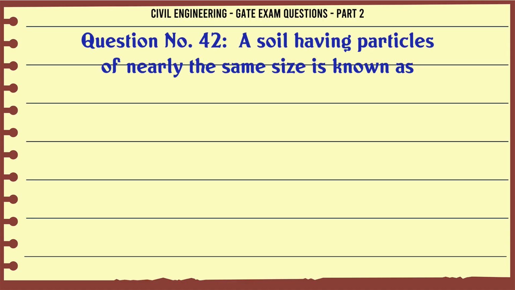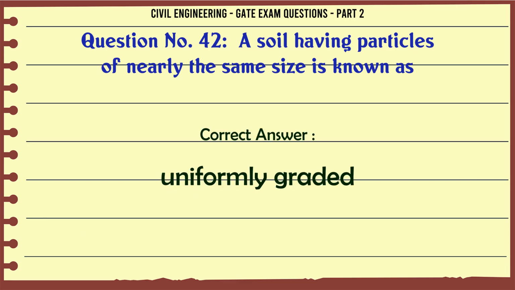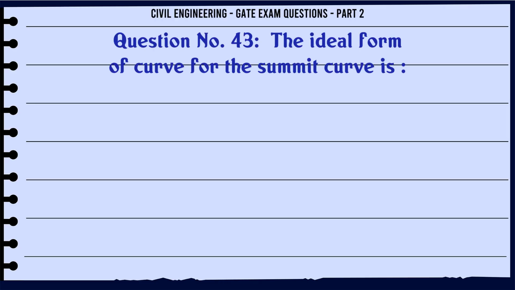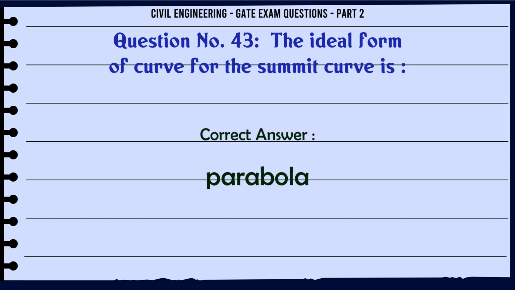A soil having particles of nearly the same size is known as A. Well graded. B. Uniformly graded. C. Poorly graded. D. Gap graded. The correct answer is uniformly graded. The ideal form of curve for the summit curve is A. Spiral. B. Parabola. C. Circle. D. Lemniscate. The correct answer is parabola.